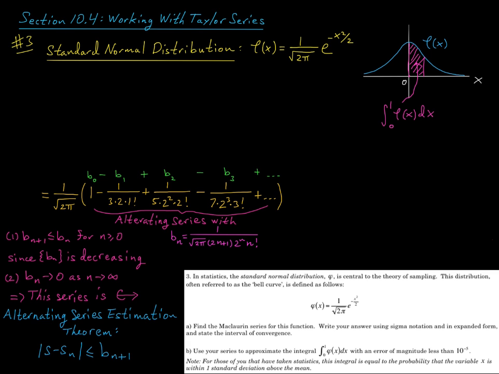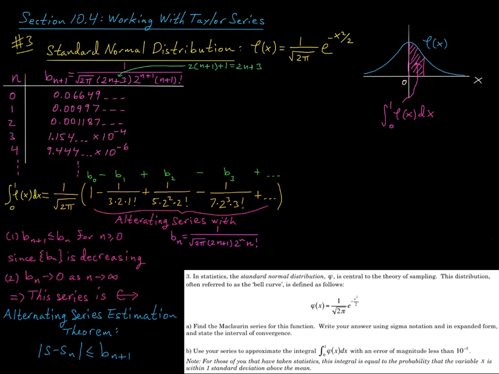Okay, so now what we're going to do here is go ahead and find the value of n to ensure that our error is less than 10 to the negative fifth. So in this table I put up here, for these various values of n, I'm looking at the value of b sub n plus 1. This is the upper bound I'm getting on my error from this estimation theorem.